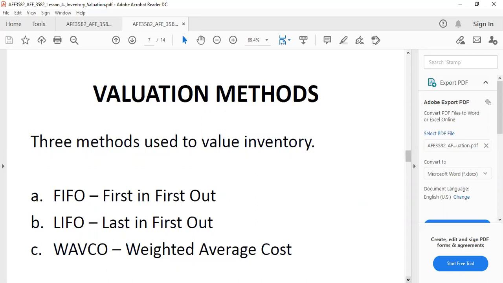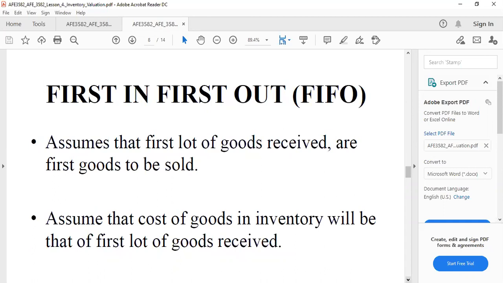So there are three types of valuation methods, three methods of valuing your inventory. First, you have first in, first out, last in, first out, and weighted average cost. So what is meant by first in, first out? First in, first out simply means that what came in first, you sell out first. The items that you bought first should be sold out first. For example, yesterday you bought stock, right?